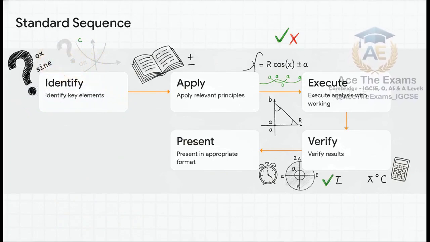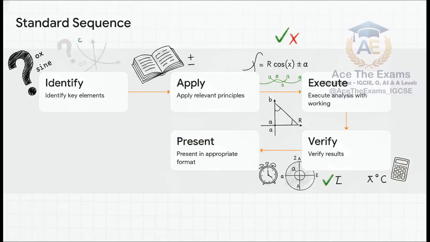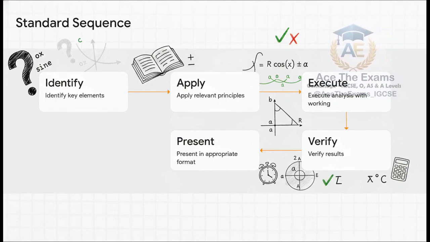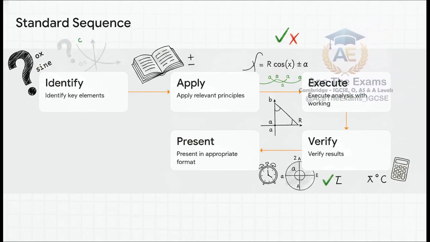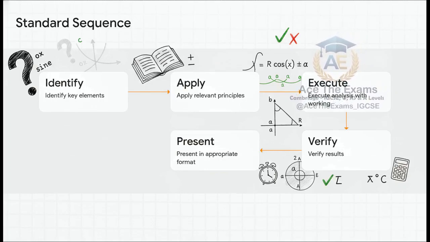Step 5. Present in appropriate format. Check the domain. Are we in radians or degrees? Are we rounding to 3 significant figures or exact surd values? If you were to take one of Sam's rushed, messy answers right now and rewrite it live using this exact 5-step sequence, those red pen marks would instantly transform into green check marks. You are building a foolproof sequence.